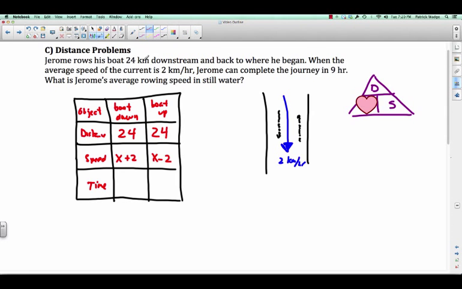So if I want to know the time when the boat was going down, it's the distance, 24, divided by the speed, x plus 2. If I want to know the time here, it's the distance, 24, divided by the speed, x minus 2. Great. Now, do we know anything about the total time? Yes, the whole journey going downstream and back upstream is 9 hours. In other words, this, 24 over x plus 2, plus this, the time that it takes to come back upstream, is equal to the total trip, which is 9 hours. That's what we have to solve.